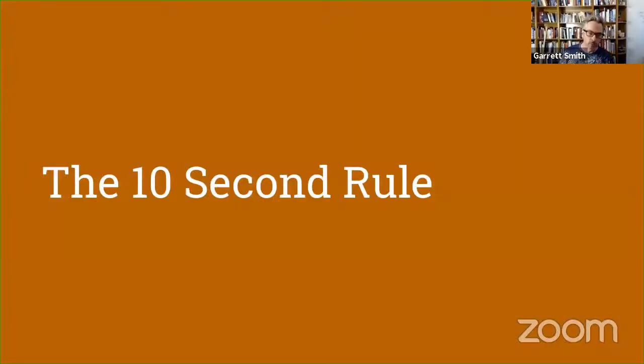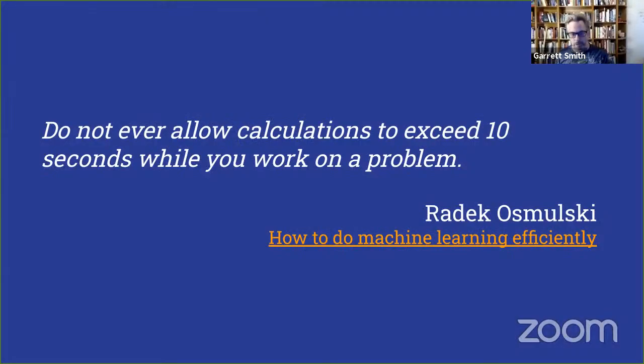Okay, the 10-second rule is really simple. It comes from Radek Osmulski from this Medium post, How to Do Machine Learning Efficiently. I'll make sure that these slides are available, but if you just Google that, you'll get it. And it shows up in the front part of the blog post. And it's simple. Don't ever let a calculation exceed 10 seconds while you work on a problem. And so I saw this, and not a lot of people are talking about this problem of being thoughtful about efficient work in data science.